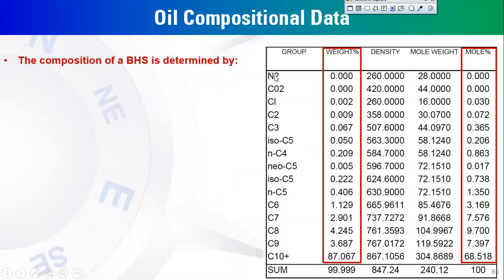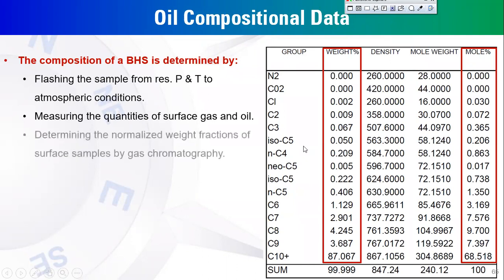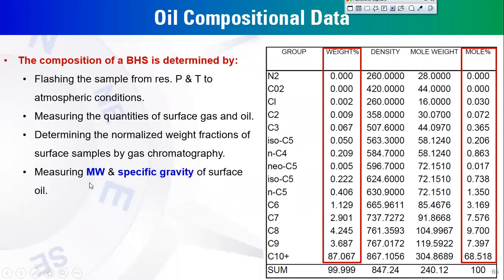We have components, let's say N2, CO2, C1 up to, let's say, C7 or C30 or C36 and so on. The composition is presented initially as a weight percentage, and then, using the molecular weight and specific gravity of all components, we can have the composition in mole percent. Accordingly, we can convert this composition into mole fraction.